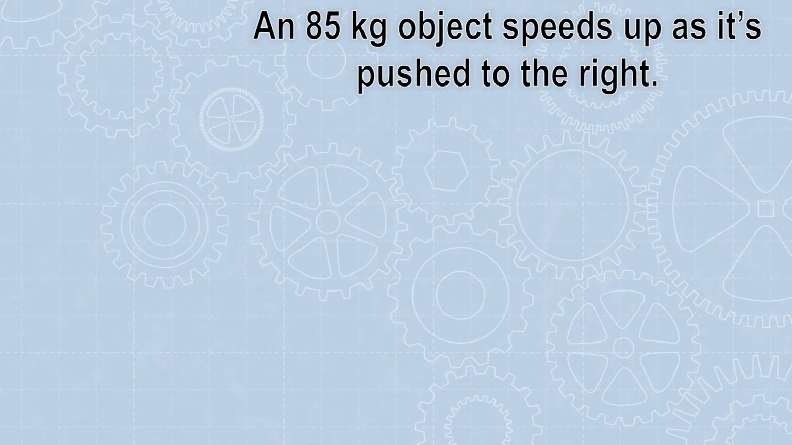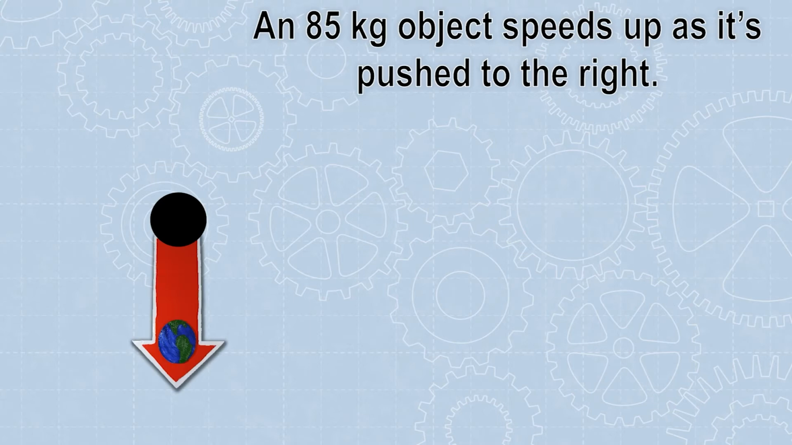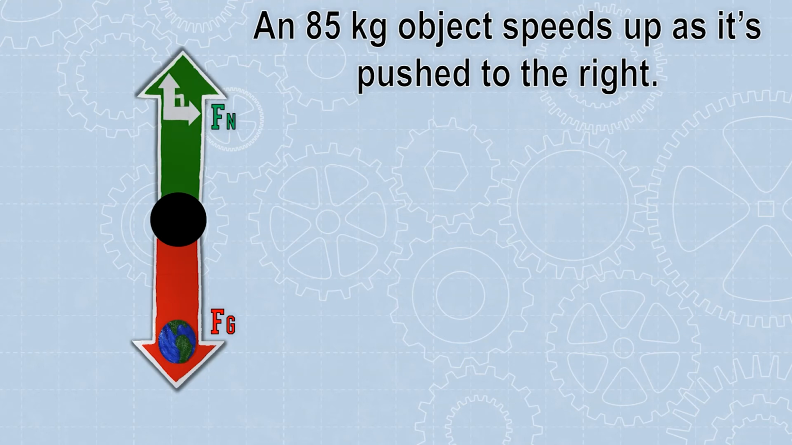Let's say you have an 85 kilogram object and it speeds up as it's pushed to the right. So we need to figure out what forces are acting on this object. We always have gravity no matter what. It's on a surface being pushed along the ground, so we have a normal force. Something is pushing it to the right.